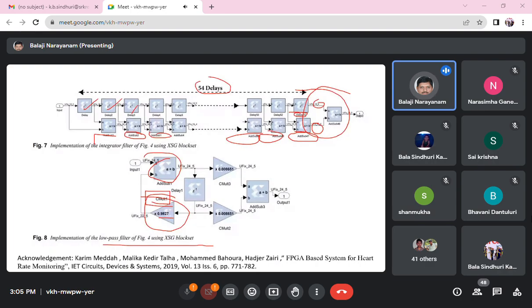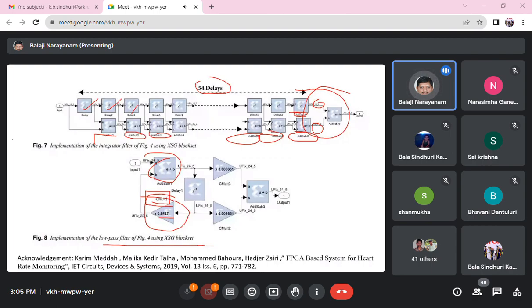So how do I implement the same using the Xilinx system generator? Just make use of a constant multiplier block with a value of 0.9827, and to that you give x of n minus 1 as an input. So x of n minus 1 gets multiplied with this 0.9827. That's it. So x of n is my input.